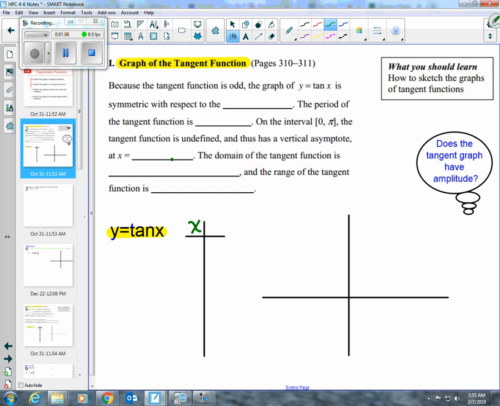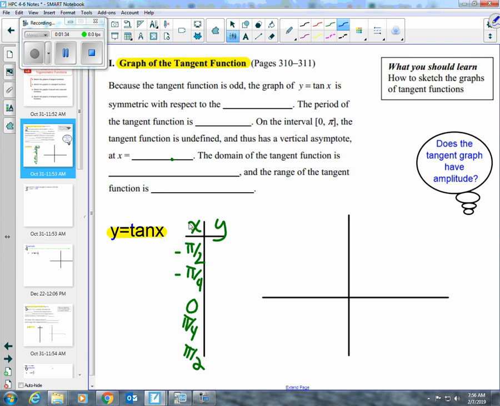So go ahead and just make yourself an x, y table. We're going to do some negative values and some positives, just like we did before, but not nearly as many as what we did for sine and cosine. We're going to start at negative pi over 2, and then we're going to do negative pi over 4, and then 0, pi over 4, and then pi over 2. So we're going to look on either side of the y-axis and see what happens for each of those values.